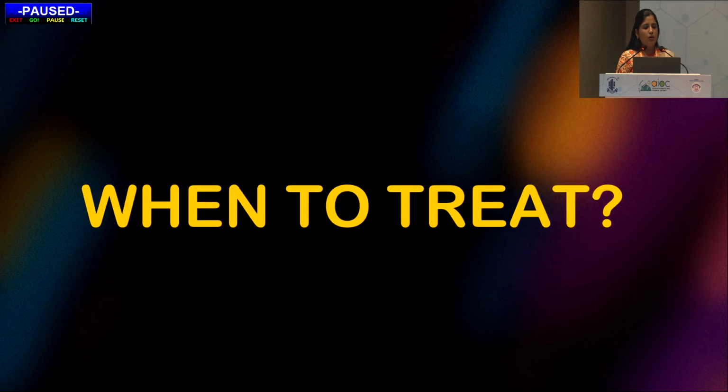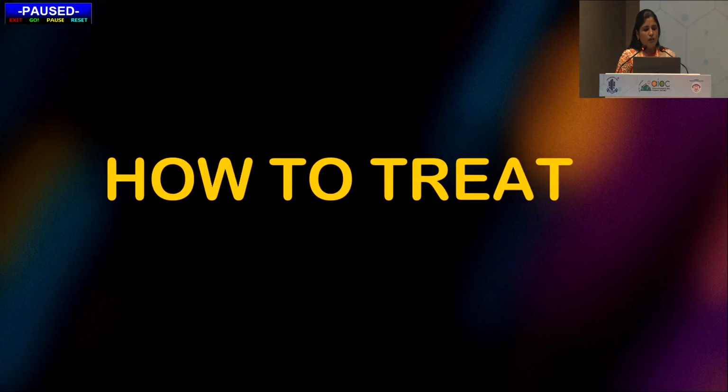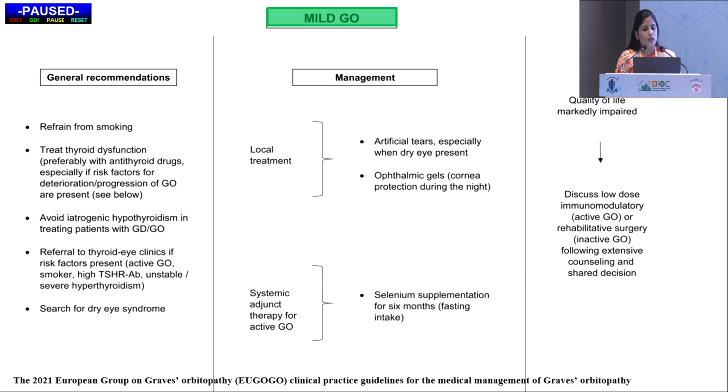So now you know the activity and severity. So now it becomes pertinent to know when to treat the disease. So logically, sight-threatening disease would require urgent treatment. However, mild disease would require optional treatment. Then now that we know when to treat, how to treat becomes the next question. So the 2021 EUGOGO clinical practice guidelines has given clear-cut guidelines as to how to manage the mild disease. In mild disease, it is mainly supportive treatment in the form of artificial tears and also selenium supplementation.